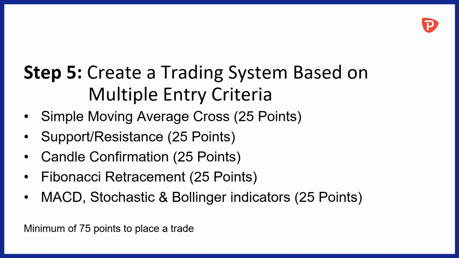All right. So with having your trading system, you want to have multiple entry criteria, as we always mention. I think a lot of beginner or novice traders will use maybe one or two reasons. You actually want to have quite a few. Some that you could use are things like moving average crosses, and support and resistance, which should always be in there in our opinion, very, very important. Candle confirmation is great, Fibonacci retracement is great, MACD, stochastic, Bollinger indicators.